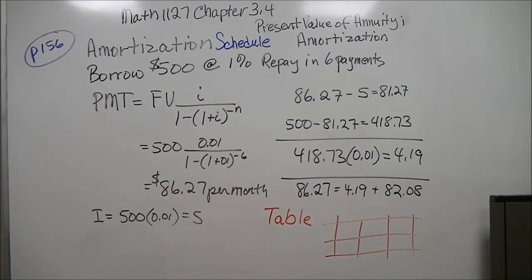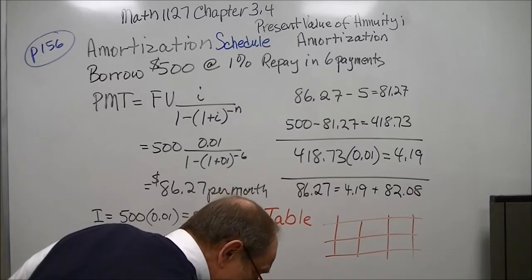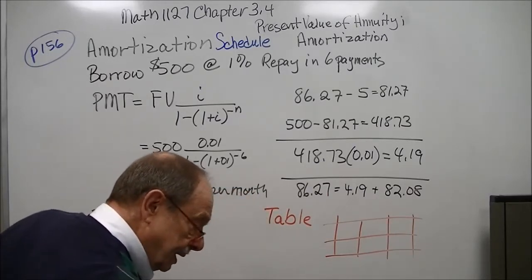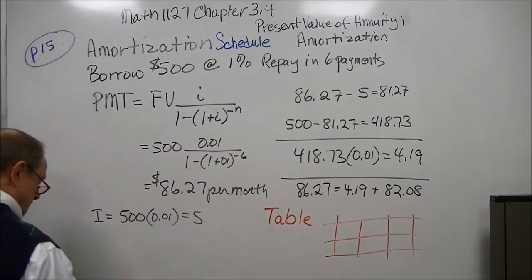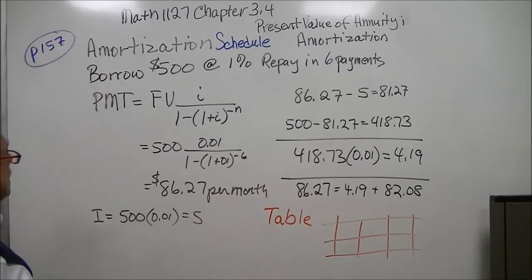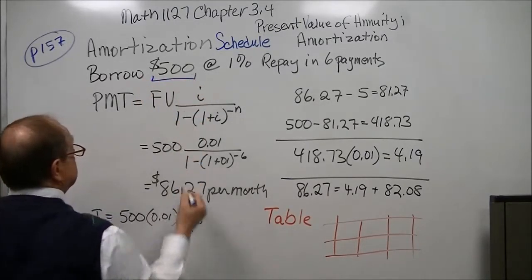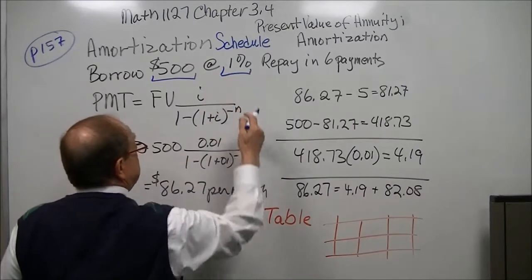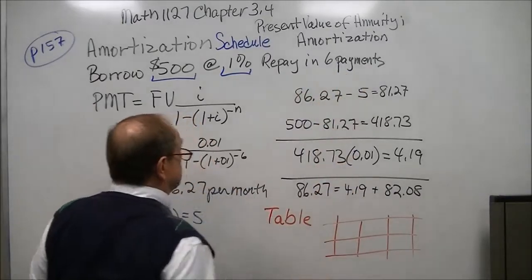Okay, as we continue, we're going on to example 4 on page 157. We're talking now about an amortization schedule, or a table, eventually. Here we've borrowed $500 at 1% monthly, and we're going to repay this in 6 payments.